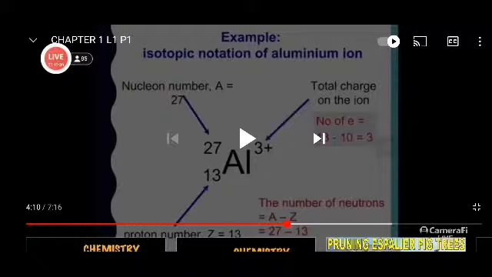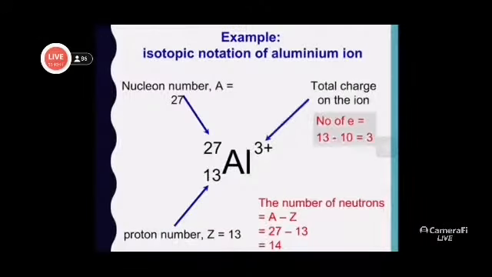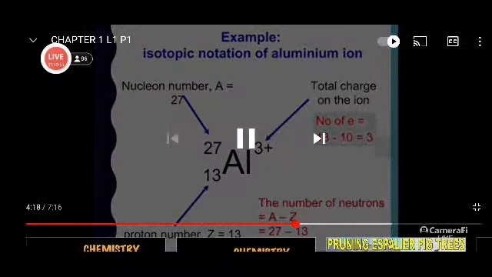Dia bukannya tambah 3. Tambah 3 merujuk kepada oxidation number. So yang ni tolong beware sikit lah. Nampak mudah tapi simple mistake tu. Kalau kita kata Al plus 3, of course lah your answer is wrong lah. Tak dapat markah kat situ. So pastikan ini nampak macam simple je, tapi tata cara untuk kita tulis tu. Alright. And then the total charge of the ion, just minus the proton number with the number of remaining electrons of aluminium ion. So the answer is 3.